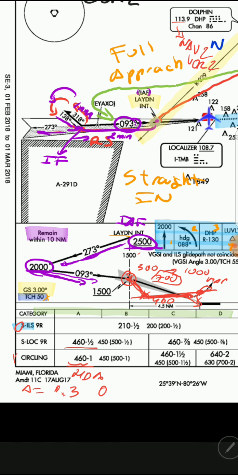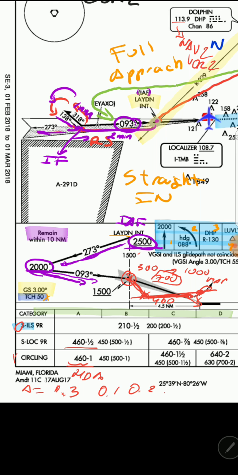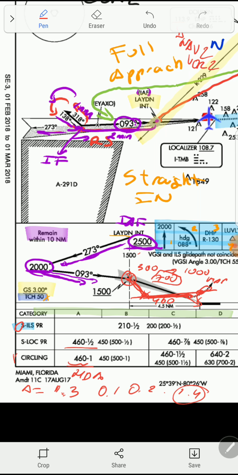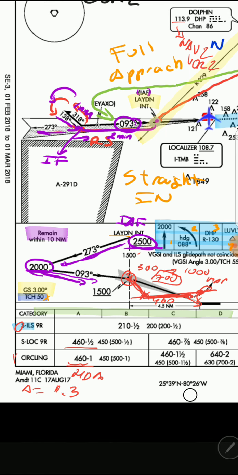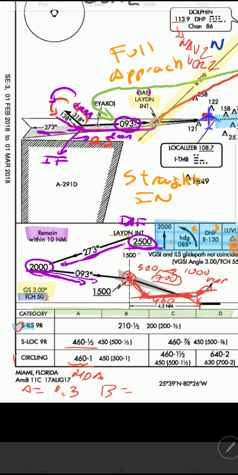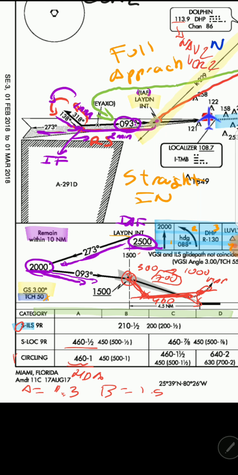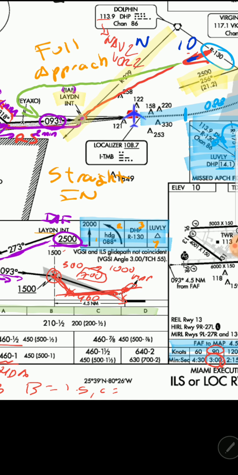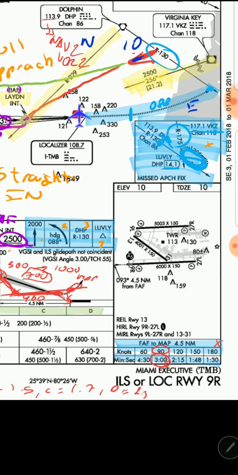You can do it at 0.1, 0.2, 0.3, you name it, but not at 1.4, because it's at or below. You understand that? So for category A approach, you're going to remain within 0.3. Category B is going to be 1.5. Category C is going to be 1.7. Category D is going to be 2.3, and finally category E is going to be 4.5.